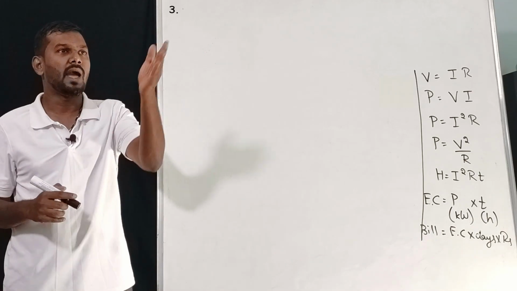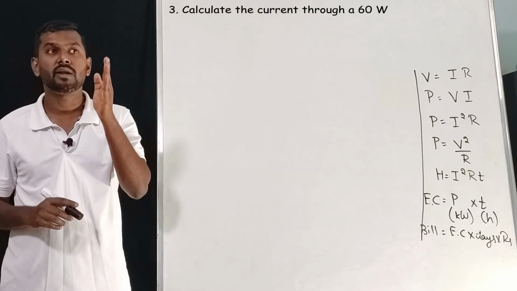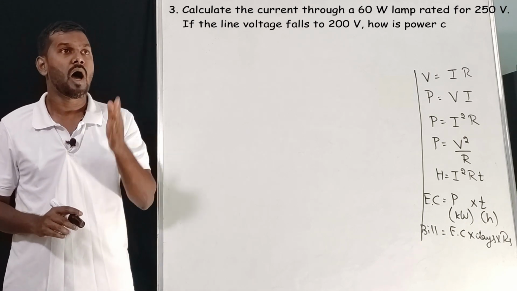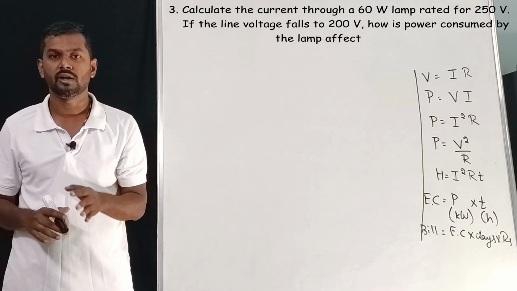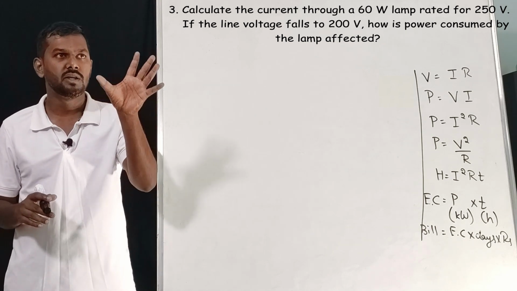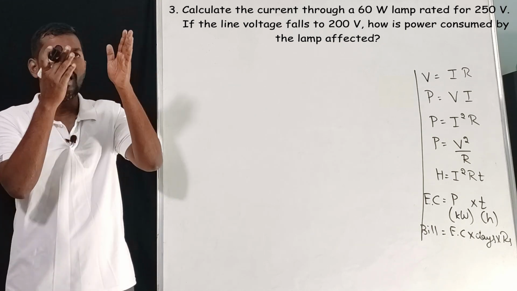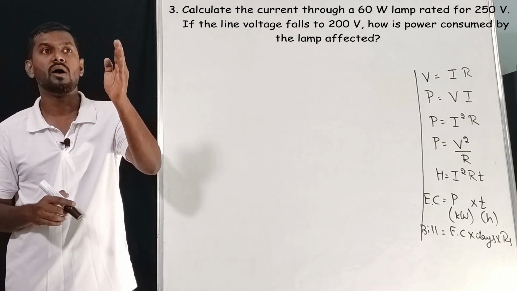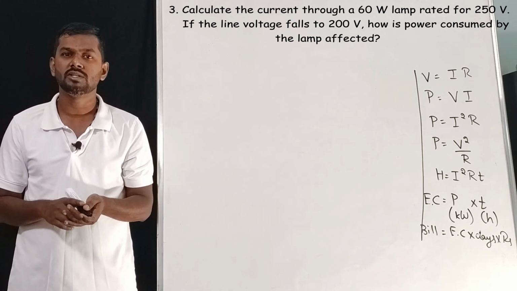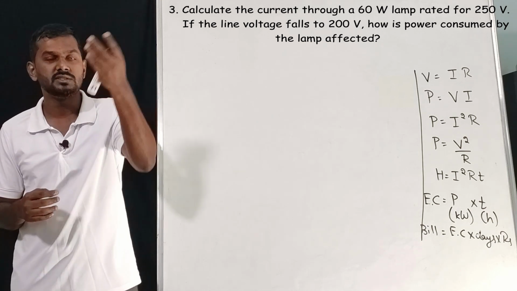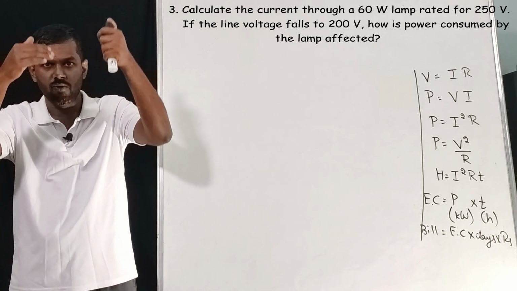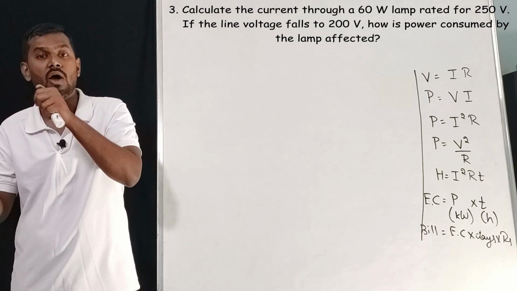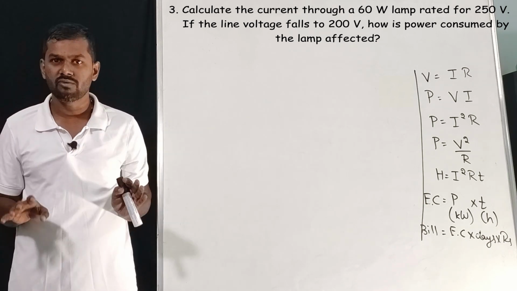Question number 3. Calculate the current through a 60 watt lamp rated for 250 volt. If the line voltage falls to 200 volt, how is the power consumed by the lamp affected? Very simple question. First, they are asking us to find the current using the 60 watt lamp power and voltage. Now they are reducing the line voltage. What do you mean by line voltage? Line voltage means the supply voltage, that is nothing but 250. If you reduce the 250 volts to 200 volts, what is the new power? How much power is the lamp now consuming? That is what we have to find.